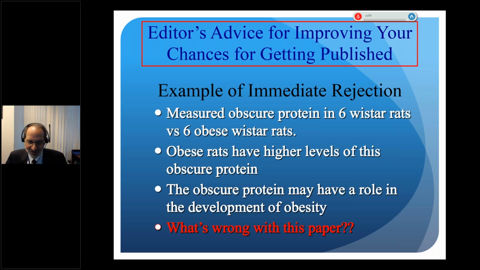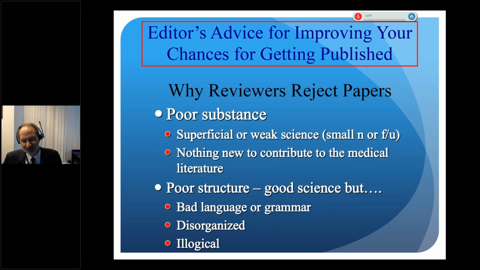Probably not. So this is a paper that needs to be submitted to a physiology journal, and it gets immediate rejection. So to sort of summarize, why would reviewers not want a paper to get accepted? Once again, the substance is poor, the science is weak, the stats are bad, nothing new or novel to report, or the paper is poorly written. Science is good, bad language, bad grammar, disorganized, illogical. If the reviewer can't understand the paper, the readers won't either.